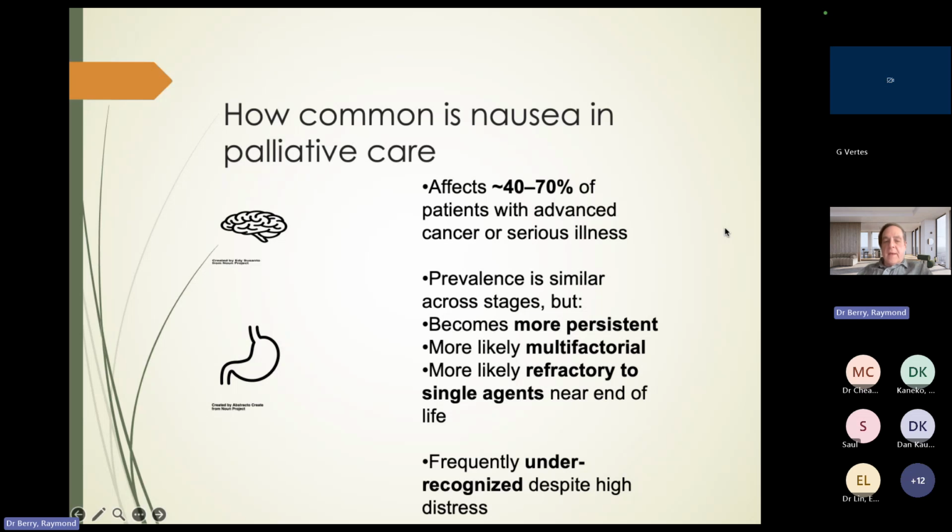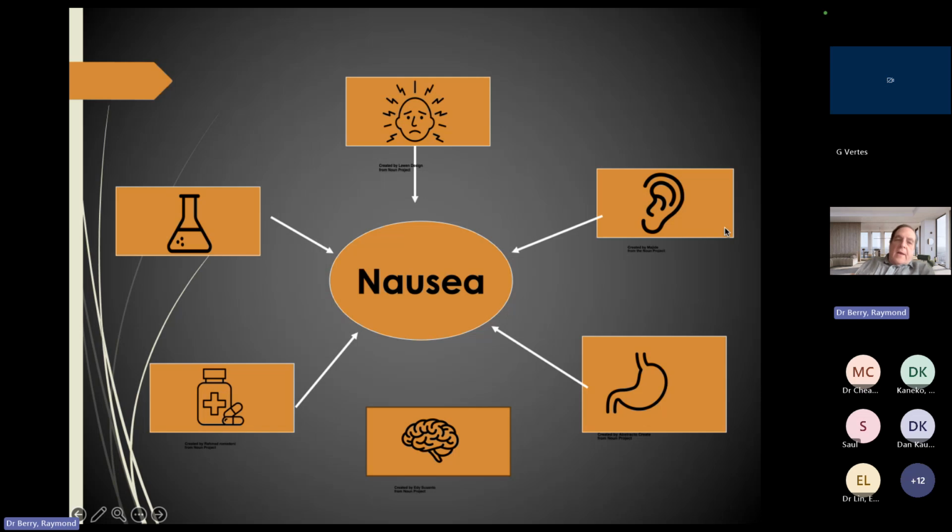pathways come into play. It's extremely distressing and under-recognized. People don't talk about it as much as they talk about their pain or shortness of breath, but it's very distressing. When you really get in with patients, it's often even more than pain and other symptoms. It's often the one that really affects their quality of life. So it's very important to address it and find out the treatments that will work the most.